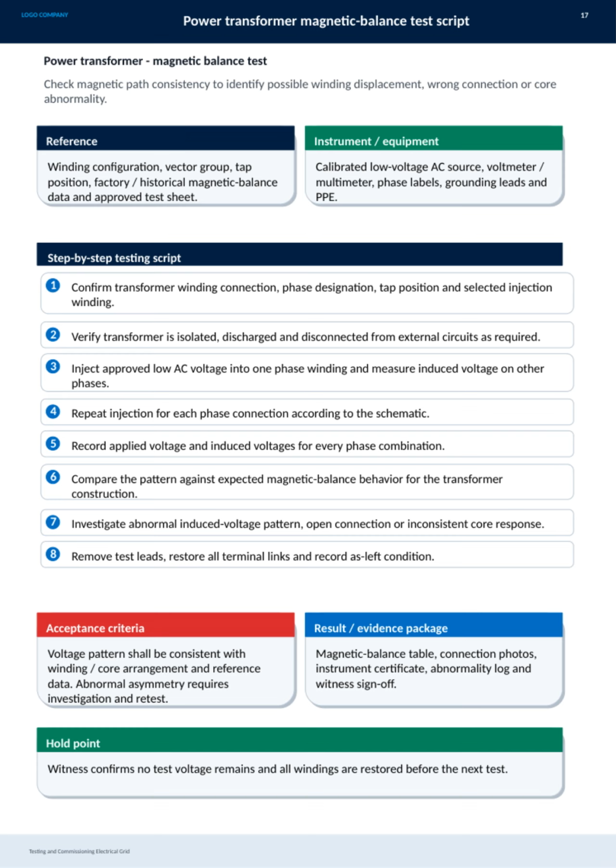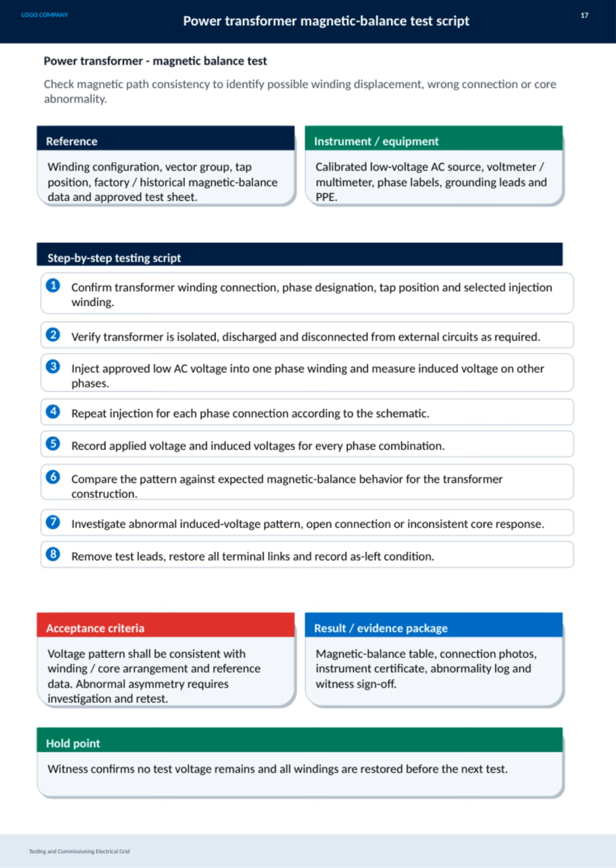Next, we inject an approved low AC voltage into one phase winding and measure the induced voltages on the other phases, repeating this process for each phase according to the schematic. All applied and induced voltages are carefully recorded. We then compare these voltage patterns against the expected magnetic balance behavior based on the transformer's construction. If we detect any abnormal induced voltage patterns, open connections, or inconsistent core responses, these issues must be investigated thoroughly.